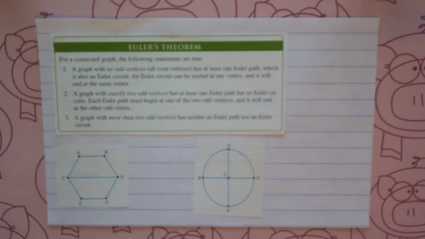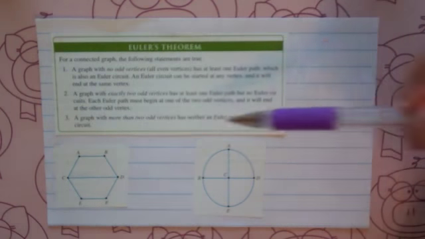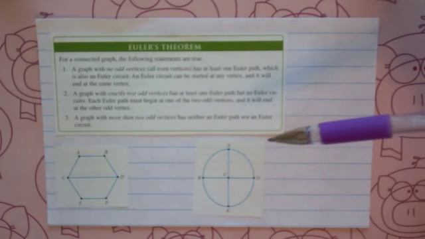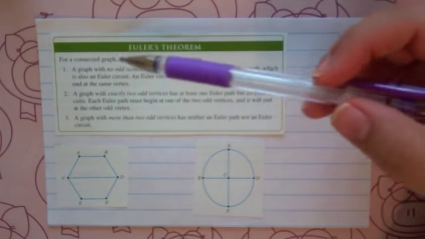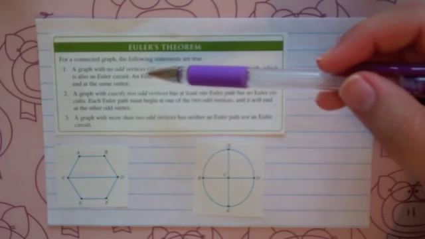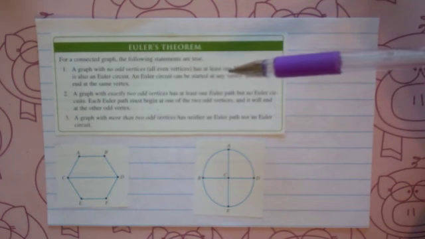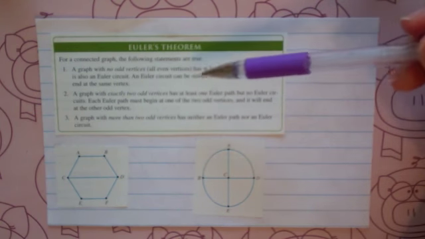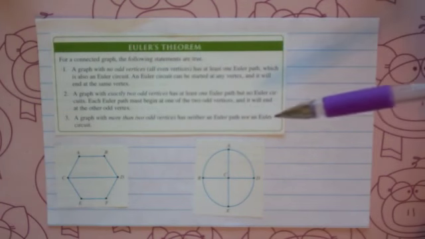All right, so the next thing I want to go through is Euler's theorem. Euler's theorem is in your book. This is straight from your book, so if you're having trouble seeing this. And Euler's theorem says that if you have a connected graph, the following statements are true. A graph with no odd vertices, in other words, all your vertices have an even degree, will have at least one Euler path, which is also an Euler circuit. Okay? Any Euler circuit can be started at any vertex and it will end at the same vertex.